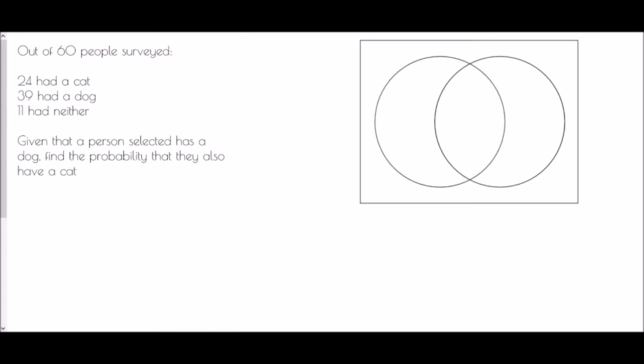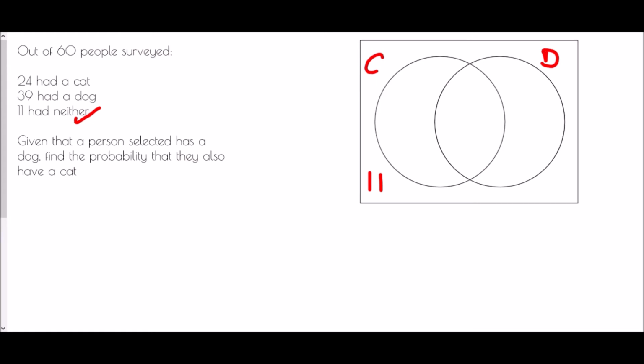Now it's going to look like this. Again, we've got our box around the outside for those people who don't like either. Let's begin though with labelling our two categories, cat and dog. In this case, we haven't got any information about an intersection, so we can't begin in the centre. We're going to have to go down to the last line. 11 had neither, and so those 11 people must be on the outside of our diagram.